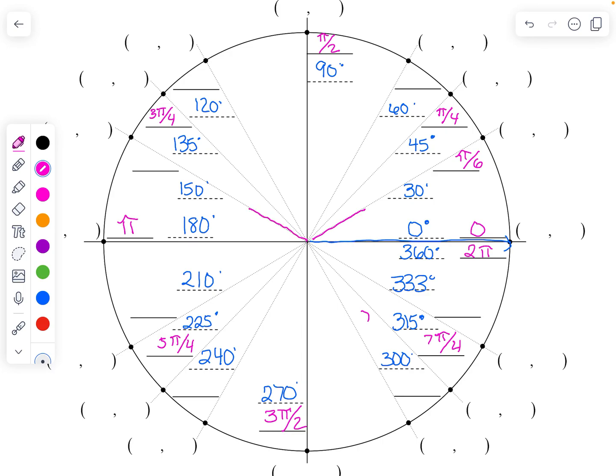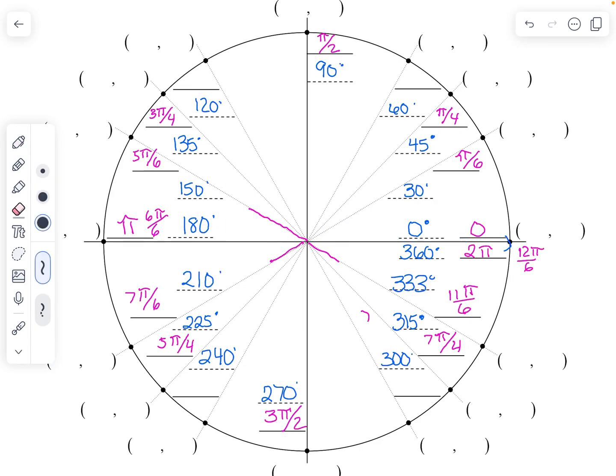Well, pi is really 6 pi over 6. So this guy would be 5 pi over 6. And this guy would be 7 pi over 6. And this guy right here would be 12 pi over 6. So this one right here is going to be 11 pi over 6 because I'm just a pi over 6 away from the x-axis.